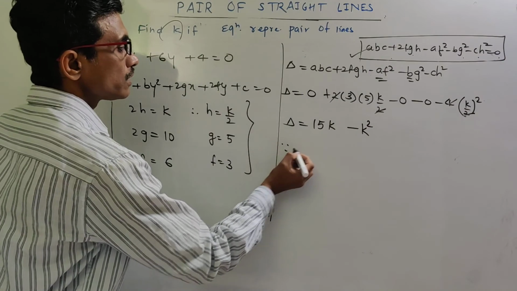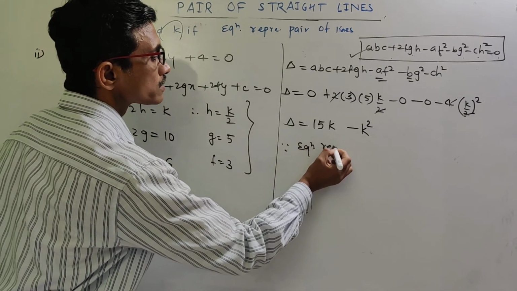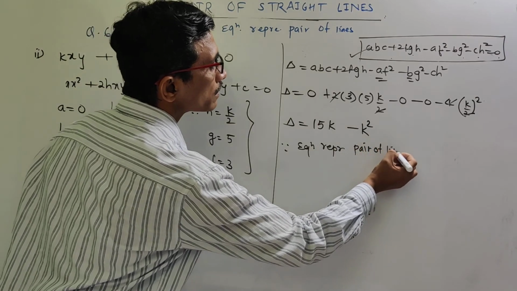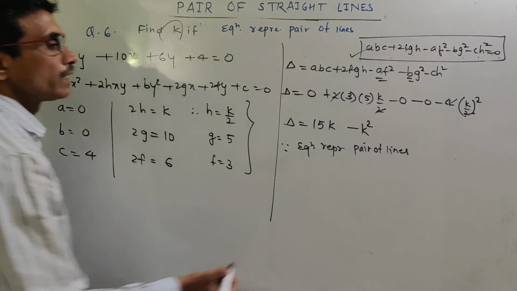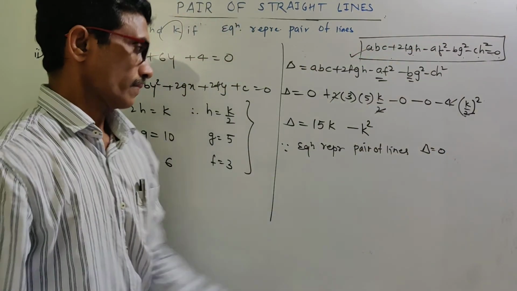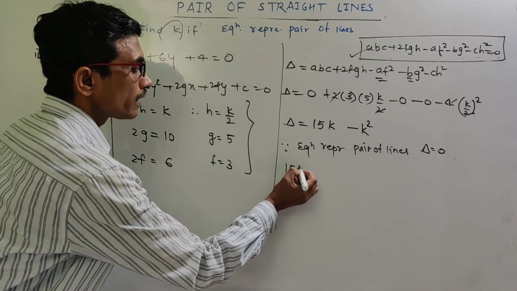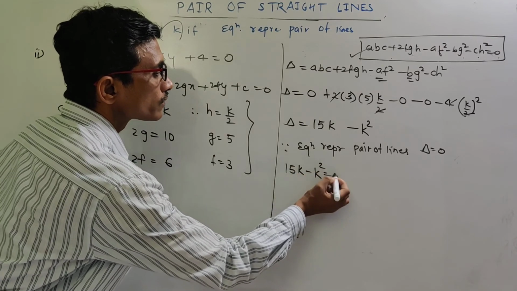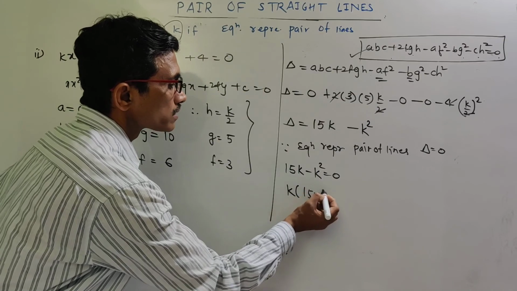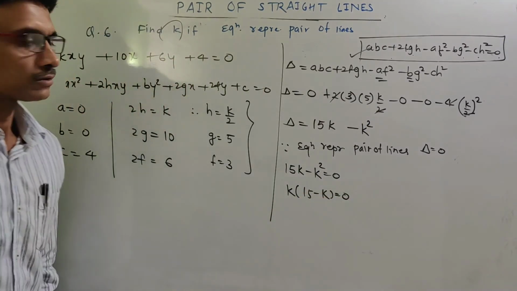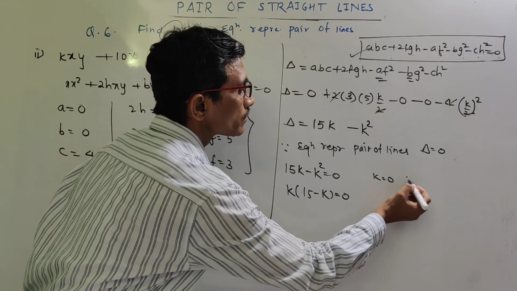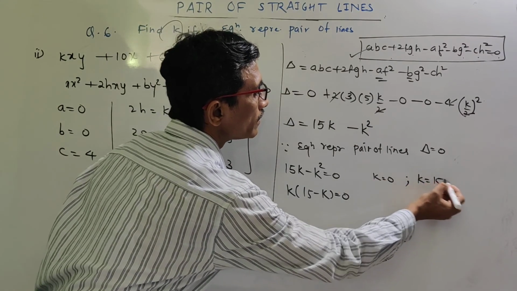So since the equation represents a pair of lines, therefore delta must be equal to 0. That means 15k minus k square is equal to 0. So k is common, k times 15 minus k is 0. So either k is equal to 0 or k is equal to 15.